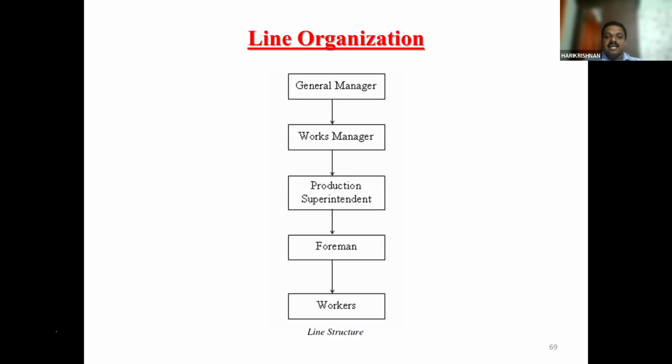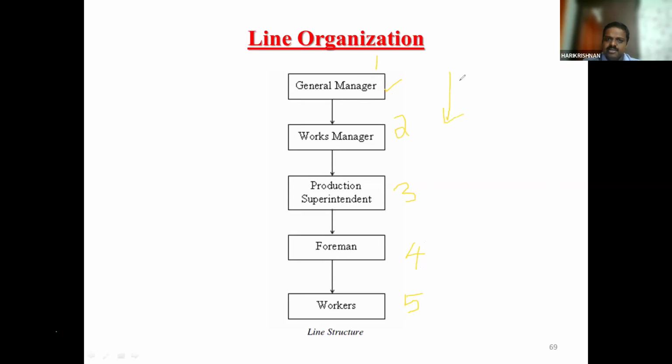These are the things of a line organization. The general manager will be the first one, then the works manager, third the production superintendent, fourth the foreman, and fifth the workers. There will be one general manager, there can be 2 or 3 works managers, 2 or 3 production superintendents, and foremen can be up to 6 or depending upon the need. But everything is arranged in a line.